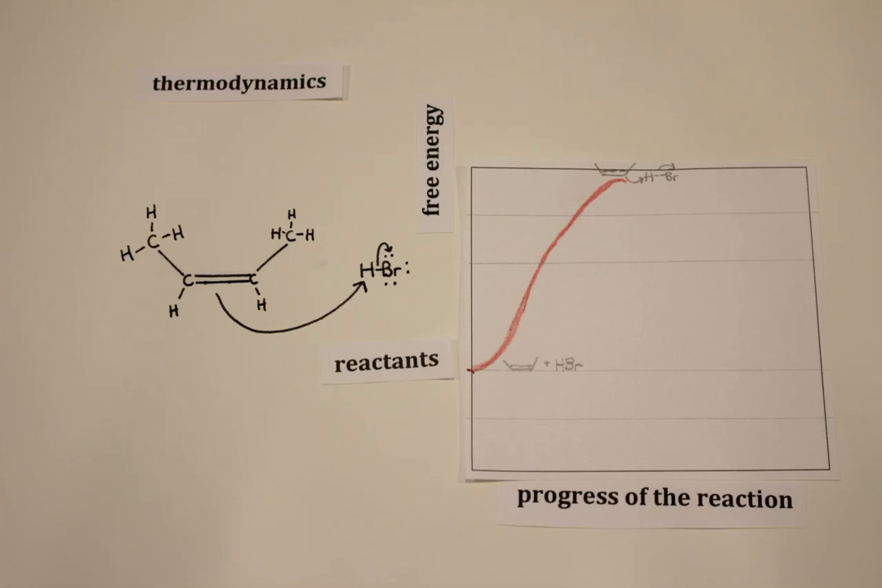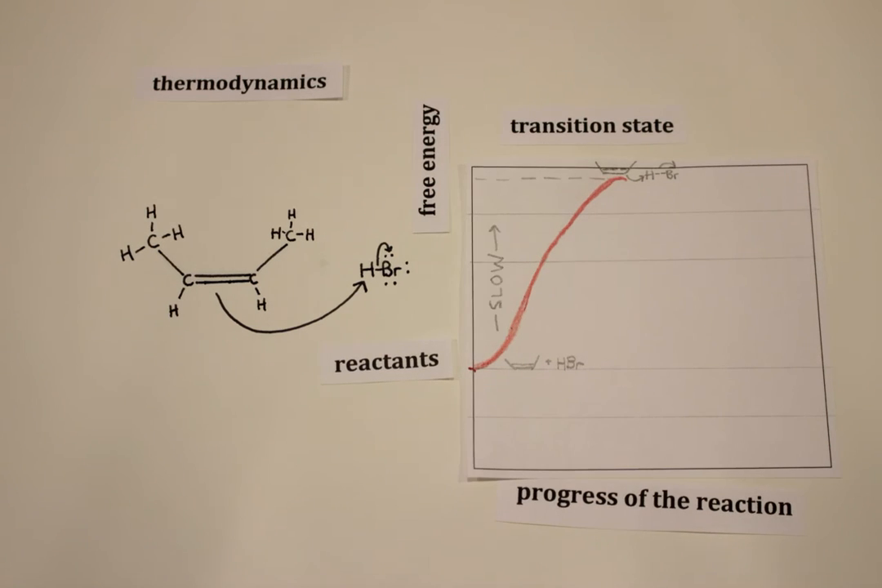Here we see the energy of the reactants and the energy that they pick up as they move to the transition state, which is the state at which bonds are breaking and forming. There are two transition states in this reaction and two reactant states. At the end of the reaction, we will see the energy of the products.